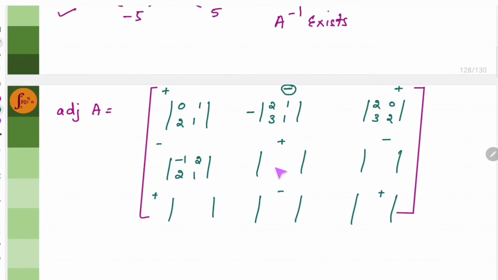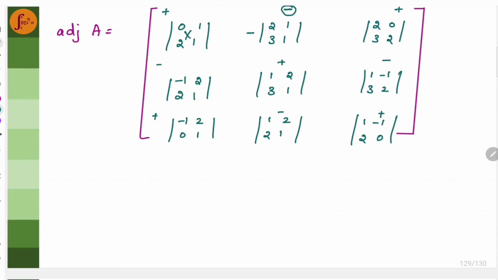Now we'll continue this way and get all the cofactors. Then we have to calculate, right? Cross multiply and calculate everywhere. So let's calculate it here itself in this same matrix. 0 minus 2, so you'll get minus 2 here.